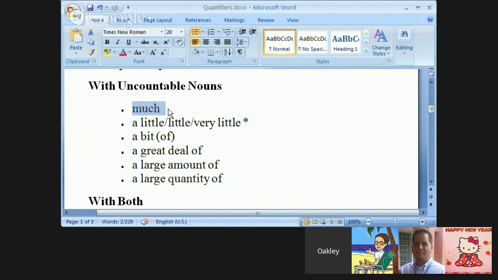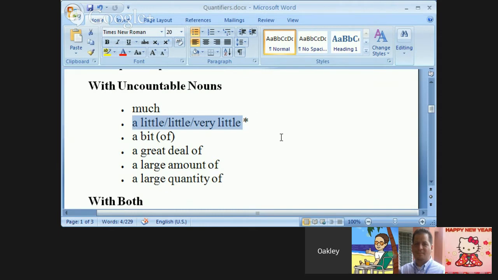So when it comes to much, it is often used with the negative, most commonly with negatives, but sometimes we tend to use a different quantifier for positive. That's kind of the point I was trying to make. Sometimes much works for positive, sometimes not so much. So we have to also be a little bit aware of collocations that occur.